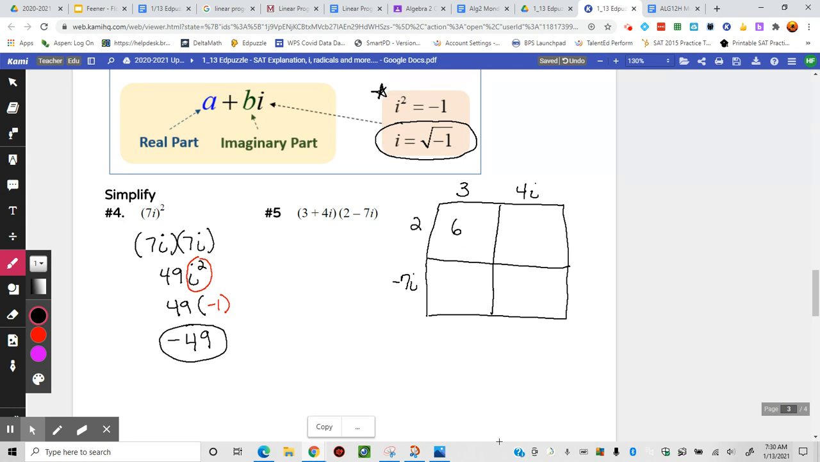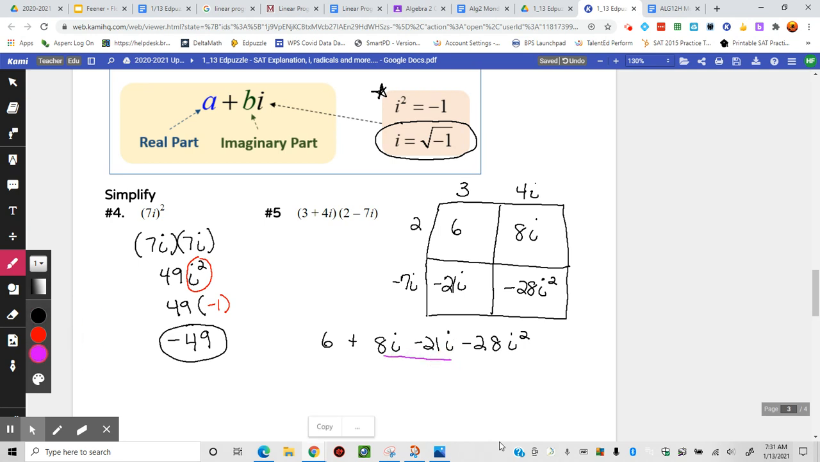So 3 times 2 is 6. 2 times 4i is 8i. -21i. And then my last one is -28i squared. So I'm going to write out all the terms. 6 plus 8i minus 21i minus 28i squared.